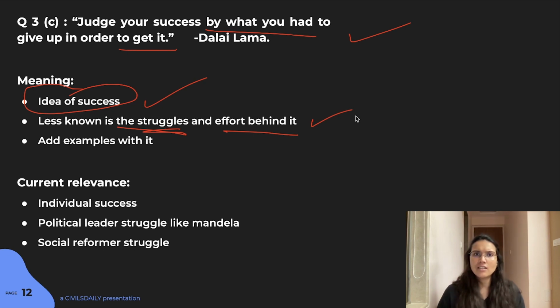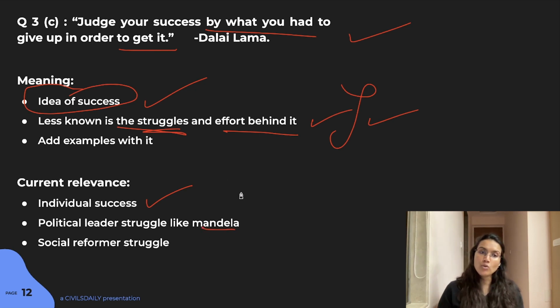So the idea is, success is not something you get in the way you think. It's all about the effort that you put behind it, and ultimately success may come the way you want or in some other way also. So these are the elements that you can cover in this particular answer. Current relevance, again, you can talk about some individual successes here. You can highlight some political leaders like Mandela. You can talk about some social reformers, Raja Ram Mohan Roy, Gandhiji.